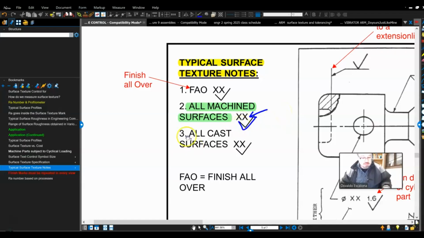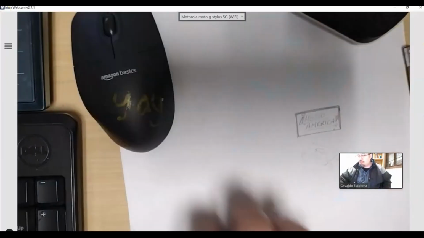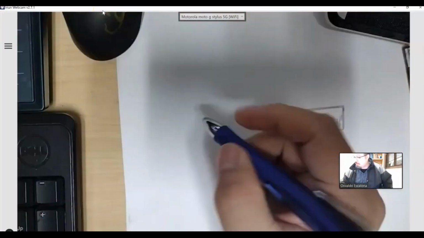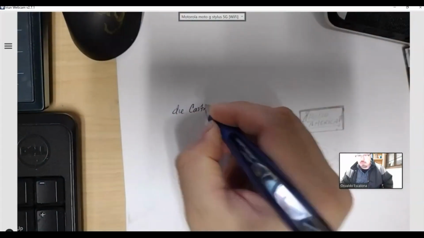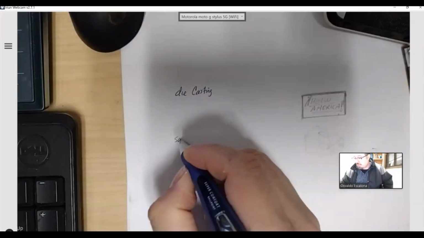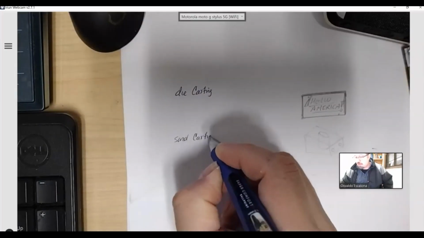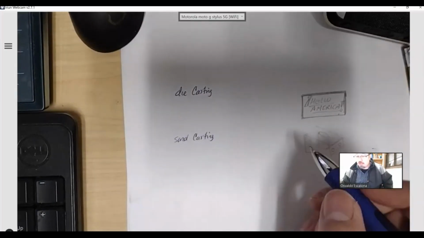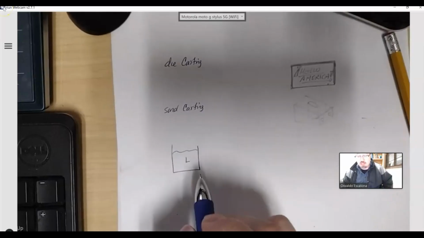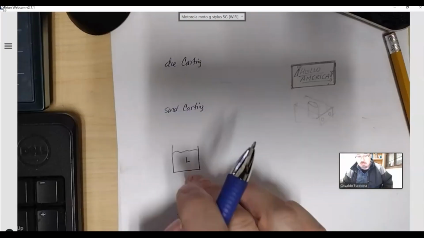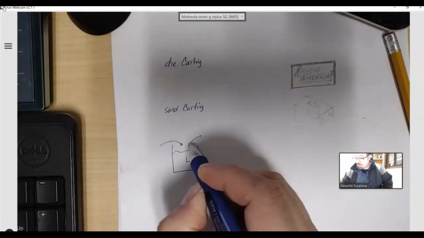You also have the cast surfaces. What are the cast surfaces? There are two types of castings: die casting and sand casting. What's the difference? They grab the material in the liquid state, smelt it out of the ore, get it to the pure state, and then they add a couple of alloys.